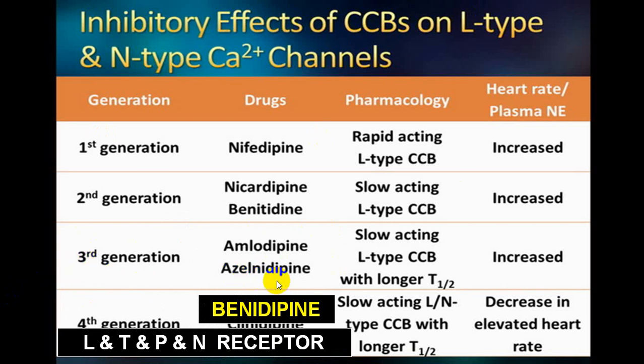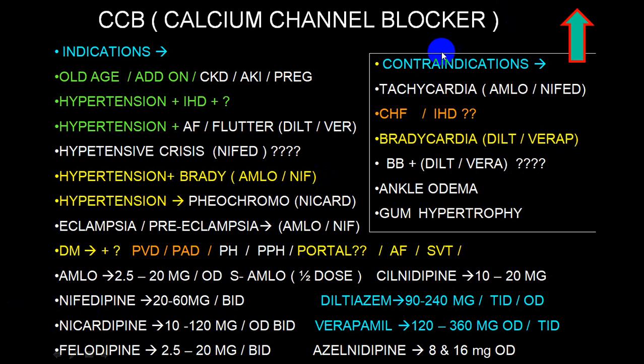Nowadays, azelnidipine is in the market, which has an effect on L as well as T receptors, and is also reducing the heart rate. And there is another compound called efonidipine, azelnidipine, and manidipine. So combining together, I have already told you that it is a drug of choice in an old individual, CKD, AKI, pregnancy. During pregnancy also, it is a second drug of choice after labetalol.